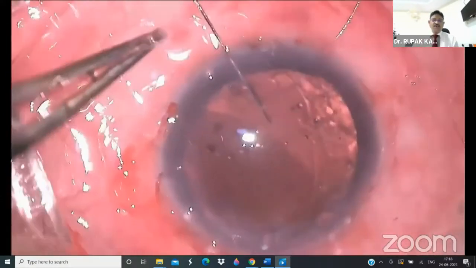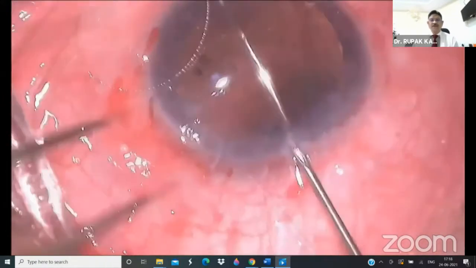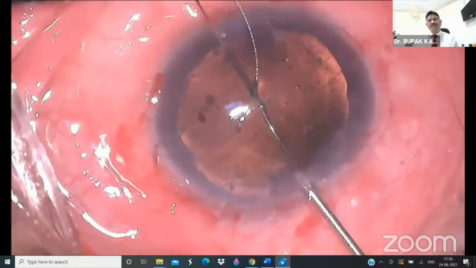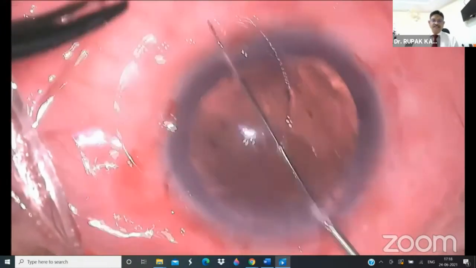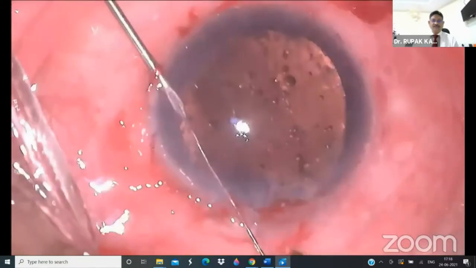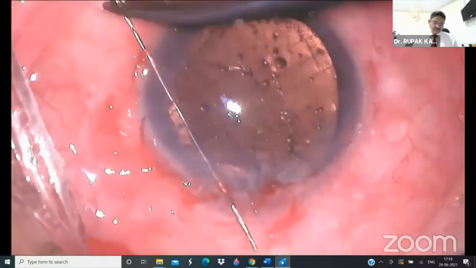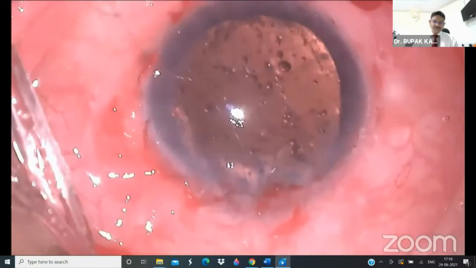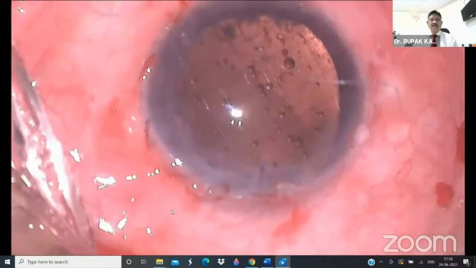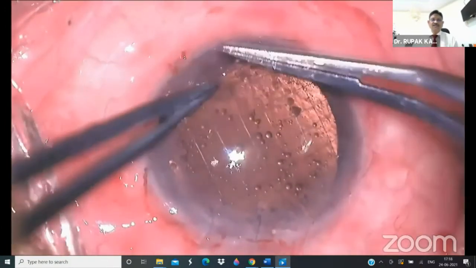And this has been done over the iris, so that the iris is also prevented from coming in contact with the cornea. And once it is done completely, you can understand the whole silicone oil bubble, because of its surface tension, is kept under this mesh and is not coming up. So this is an innovative technique adopted to overcome this kind of situation.